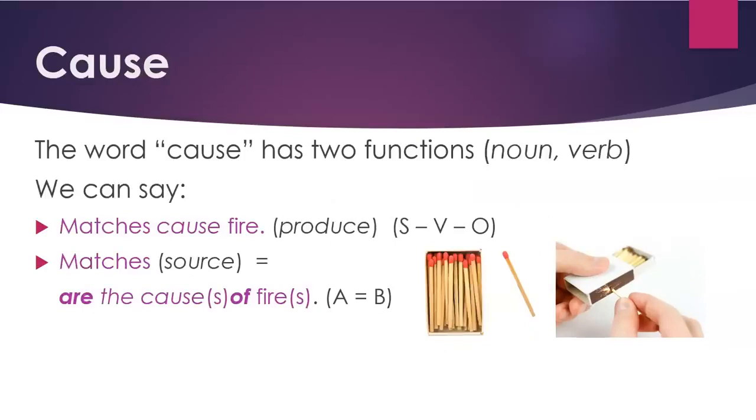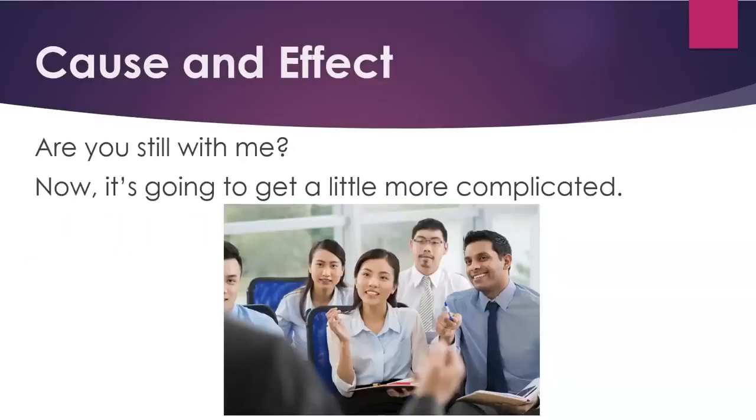For example, we can say matches cause fire. That means matches produce fire. Subject, verb, object. Or we can say matches are the cause of fire. That means matches are the source of fire. A equals B. Matches equals the source or the cause. Are you still with me? Now it's going to get a little more complicated.